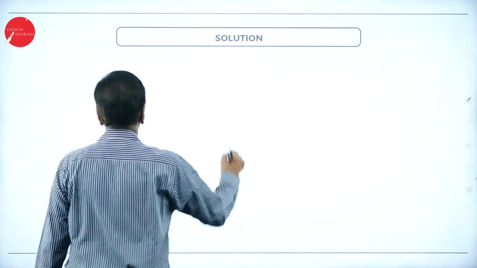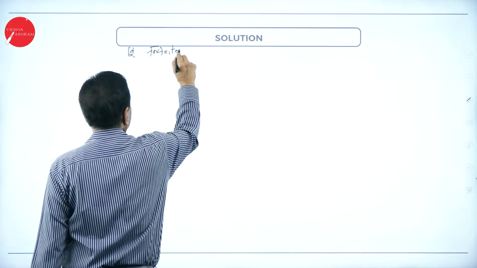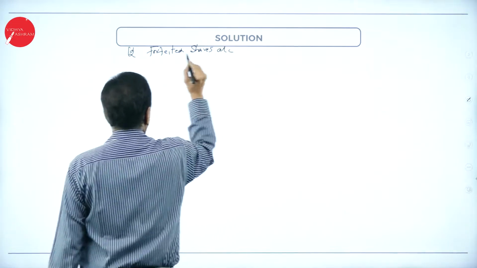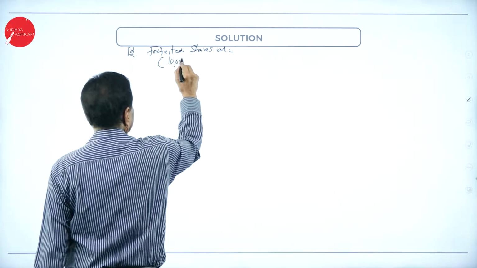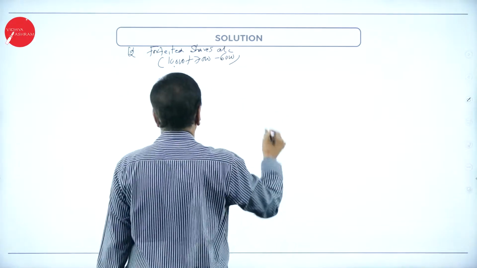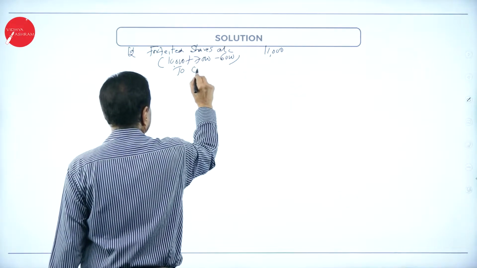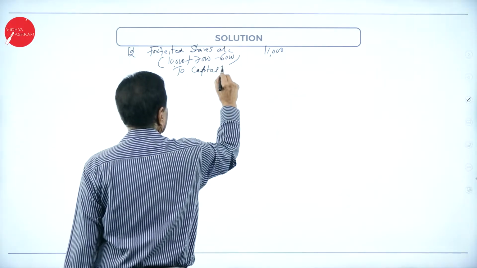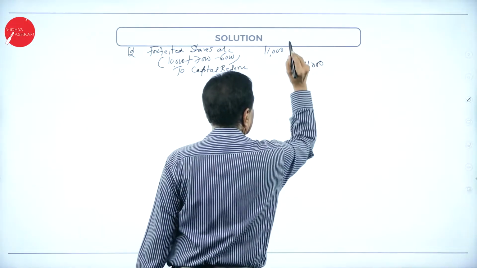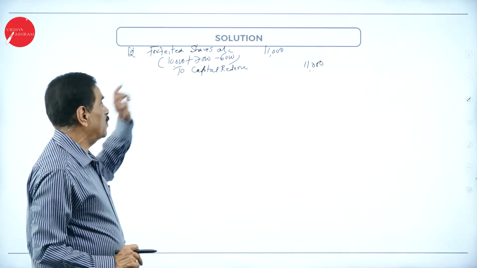So, next entry, 12th entry. Forfeited shares account debtor. This is 10,000 plus 7,000 minus 6,000, that is 11,000, to capital reserve, 11,000. So being excess capital transferred to capital reserve. First we got 7,000, then you have got 10,000.